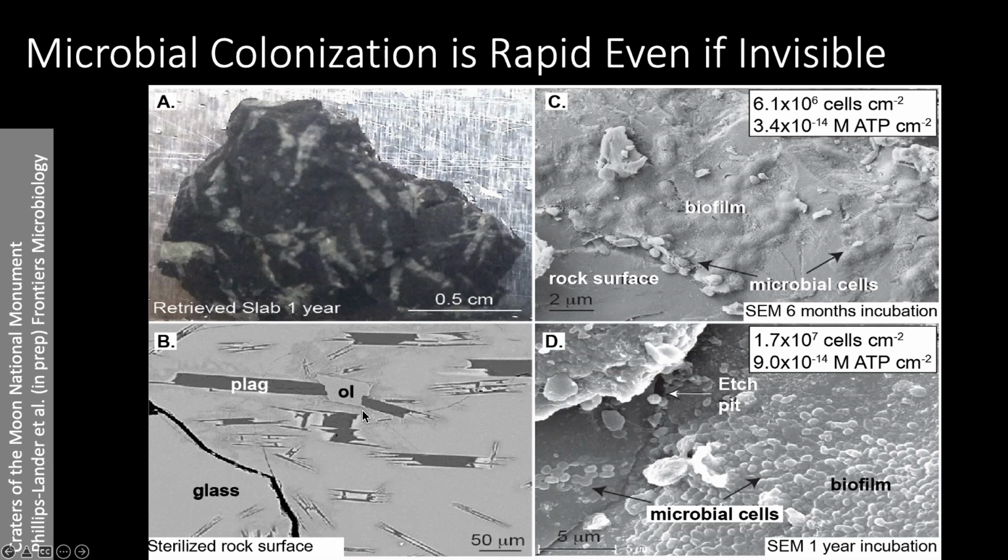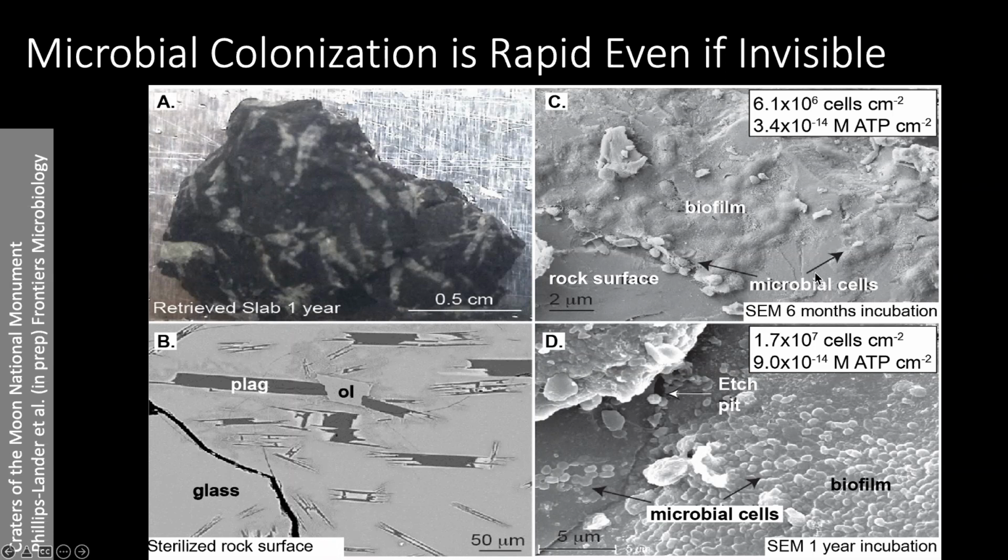And what's interesting is when we retrieve these after 6 months and a year of incubation, they still look like barren basalt slabs. Like if I handed this to you, you'd be like, it's a rock. Why are you giving me this? But when we looked at them with the scanning electron microscope, you actually see these very well-developed biofilms have formed with microbes all over the surfaces of these basalts. So these are both from Screaming Jaws of Death.